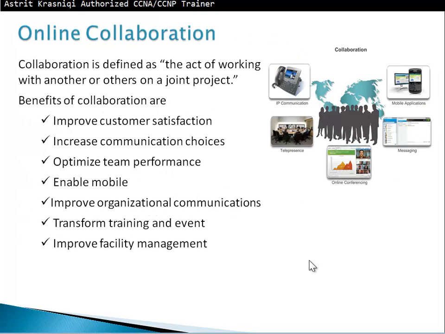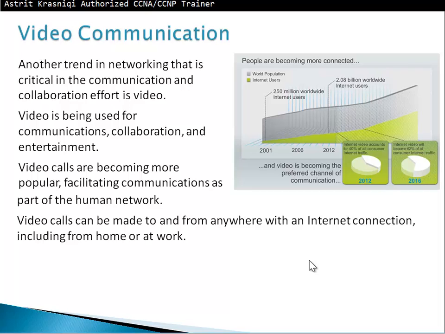Online collaboration is defined as the act of working with another or others on a joint project. Benefits we can have from this are improved customer satisfaction, increased communication choices, optimized team performance, enabling mobile, improved organization communication, transformed training and events, and improved facility management. For example, there's a company here called Which that tests everything, and they work with the companies to improve customer satisfaction, increase communication with the customers, and so on. That's your online collaboration.